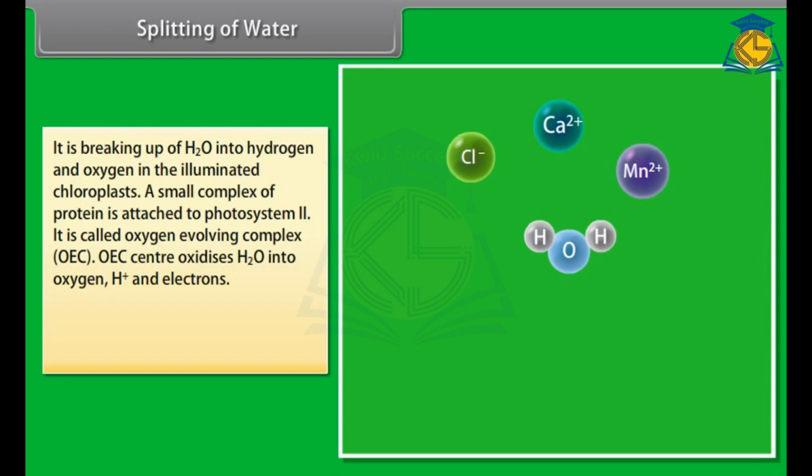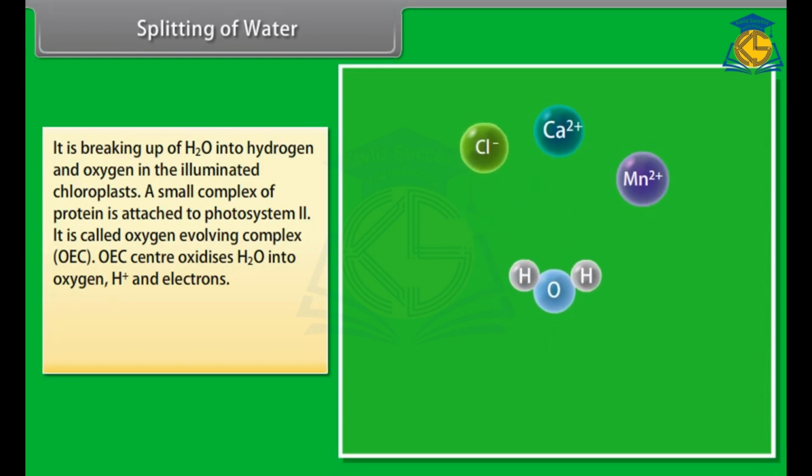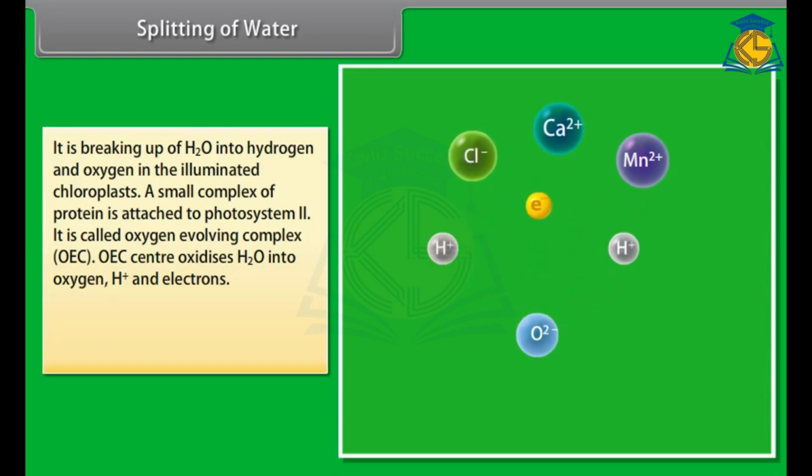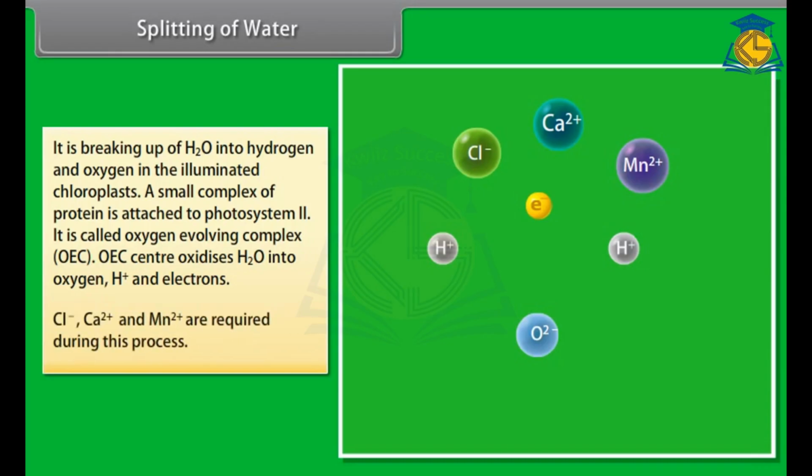A small complex of protein is attached to photosystem 2. It is called the oxygen evolving complex. The OEC oxidizes H2O into oxygen, H+, and electrons. Cl-, Ca2+, and Mn2+ are required during this process.